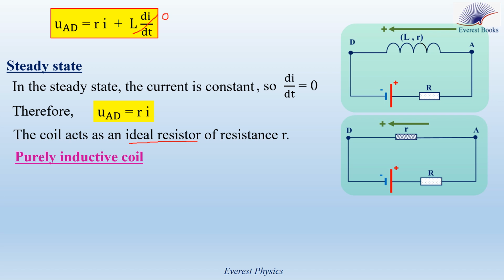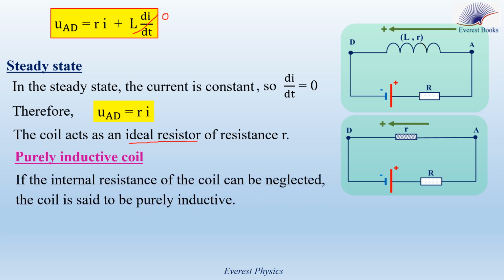Purely inductive coil. What do we mean by purely inductive coil? We know that the real coil is characterized by its inductance L and its internal resistance R. However, if the internal resistance of the coil can be neglected, in this case, the coil is said to be purely inductive. So what is the consequence of a purely inductive coil in the steady state?